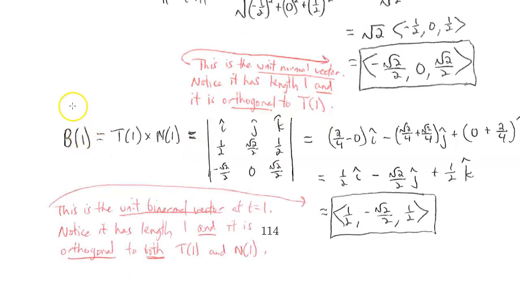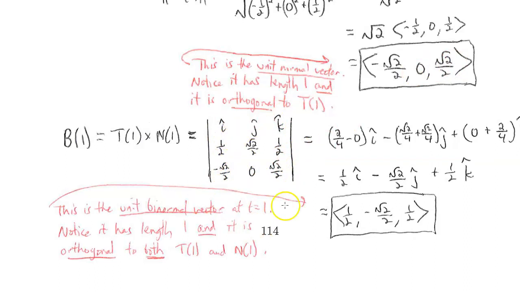Well, it'd be messy to try to find B of t. And in fact, we didn't even find N of t. We only found N of 1. So it'd be messy to try to find B of t for a generic value of t. But we're just trying to find B of 1. So B of 1 will be T of 1 cross N of 1. Well, T of 1 was this vector, 1/2, square root of 2 over 2, 1/2. And N of 1 was this one we just found, negative the square root of 2 over 2, comma 0, comma the square root of 2 over 2.